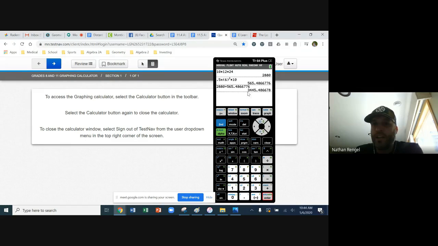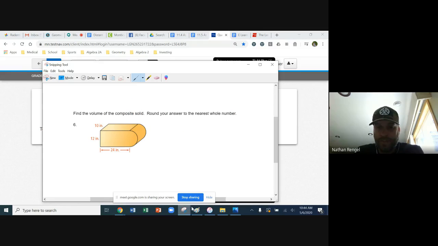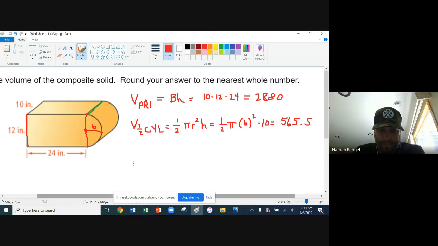So we'll take 3,445.48. I'm only looking at the 4, so 48 would not round up to the next whole number. That's going to stay at 3445. So my final answer is going to be, volume of the whole thing is going to be 3,445 inches squared. Oops, cubed. Sorry. There's going to be my total volume.